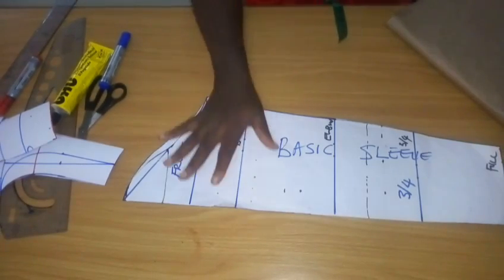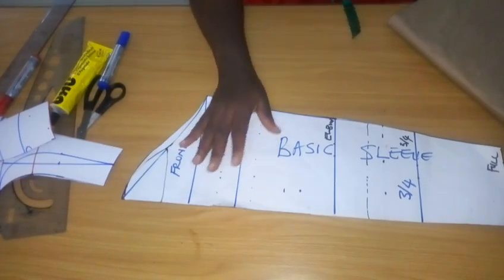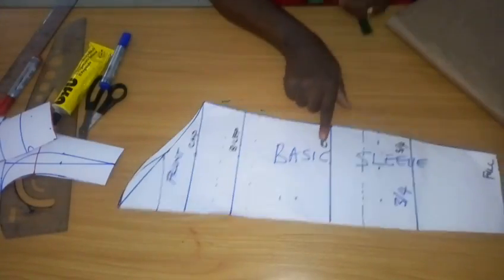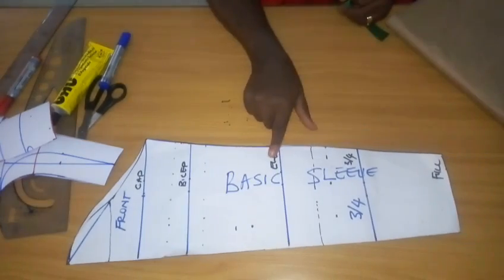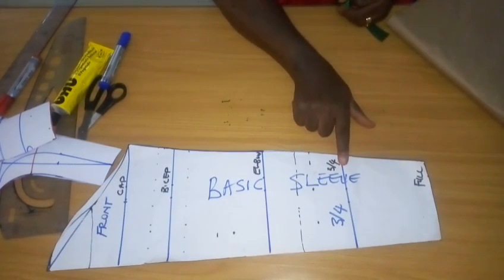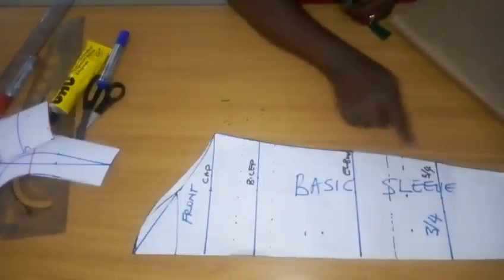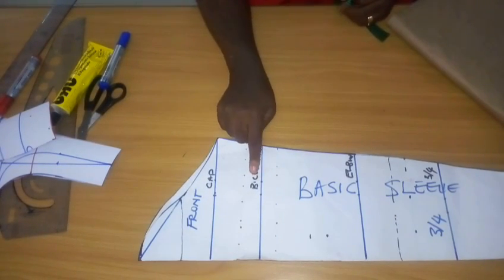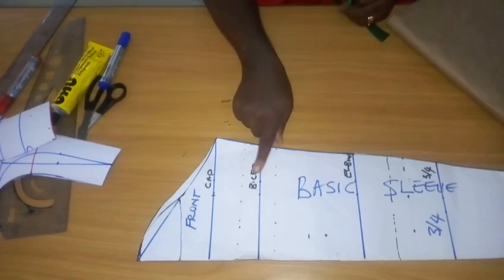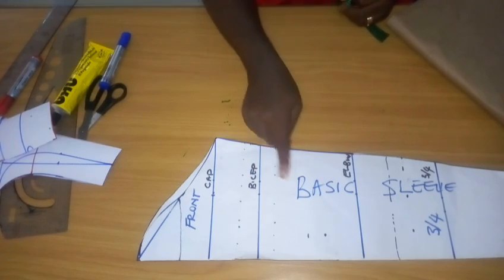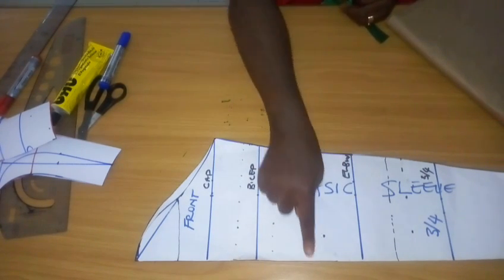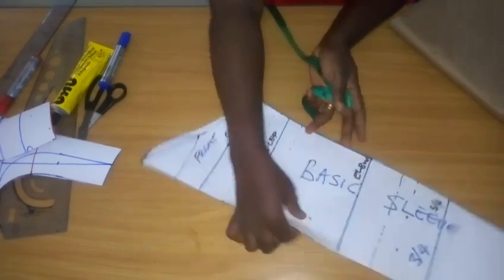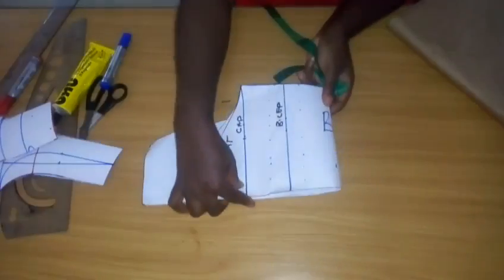So now, looking at what I have here is my basic sleeve. The elbow length, you see it here. If you need your flare on the 3/4, this is it. If you need your flare on the bicep, this is it. If you need your flare to come between the elbow and the bicep, all you need to do is find the midpoint and cut out your sleeve. So at the end of the day, you'll have your sleeve like this.